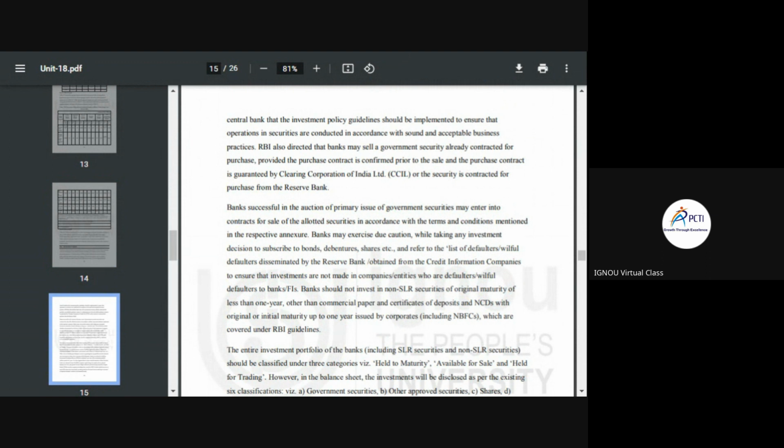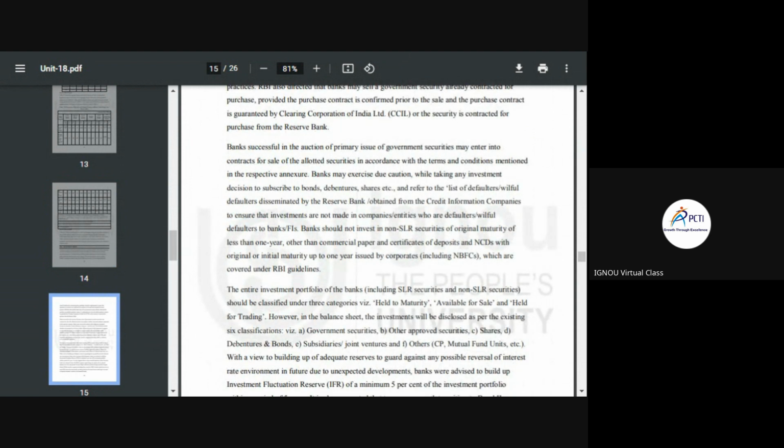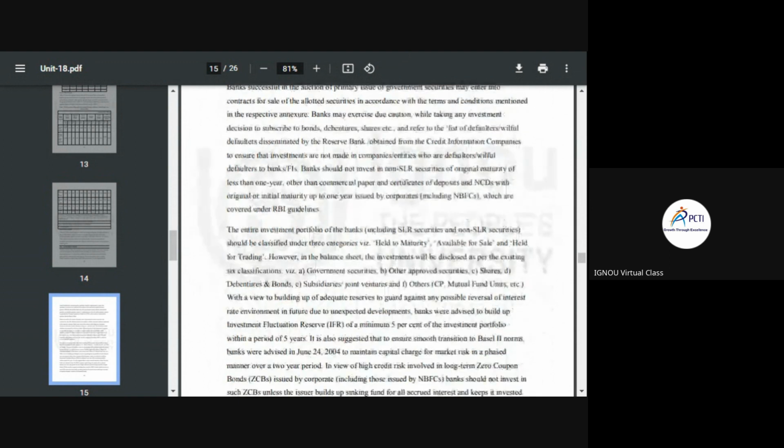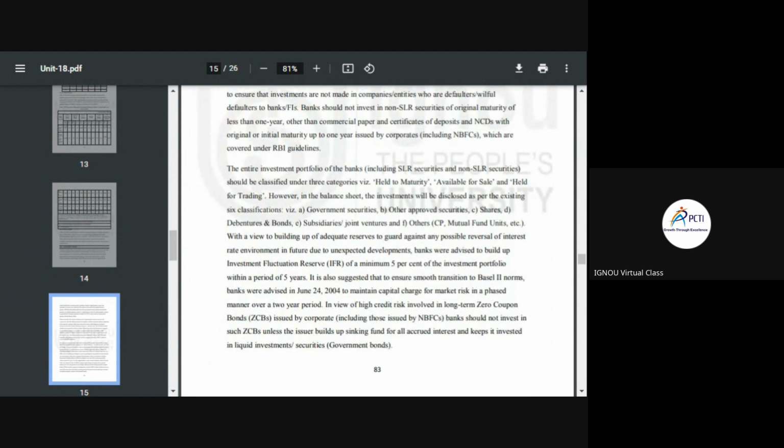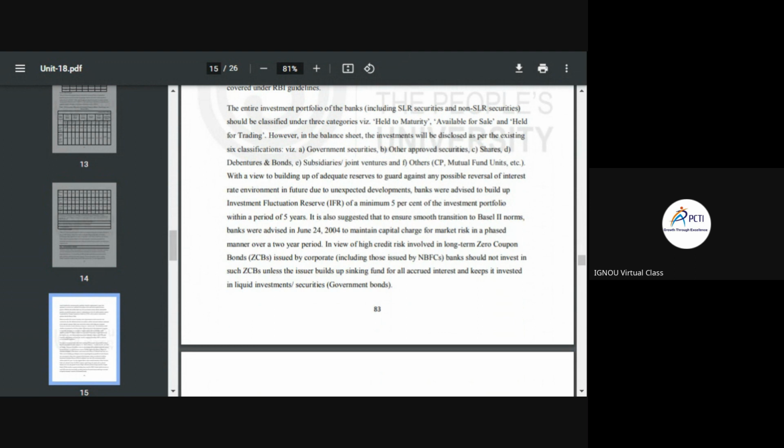RBI also told that a bank successful in the auction of a primary issue of government security may enter into a contract for sale of the allotted securities in accordance with the terms and conditions mentioned in the respective annexure. And the entire investment portfolio of the bank, including SLR and non-SLR securities, should be classified under three categories, that is, held to maturity, available for sale, and held for trading. However, in the balance sheet, the investment will be disclosed as per the existing six classifications. First one is government security, second one is approved security, then shares, debentures and bonds, subsidiaries and joint ventures, and last one is others, and it consists of commercial paper, mutual fund units, etc.